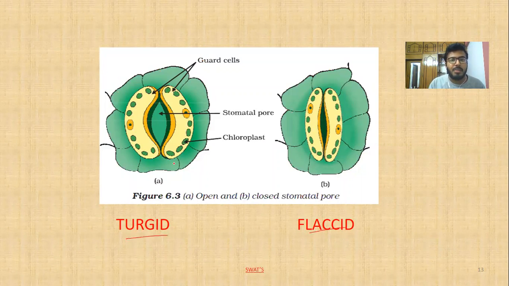Turgid. When the amount of water is more, water comes from the root and the stomata opens. At that time there will be exchange of gases, so carbon dioxide will come in. When water is not there, photosynthesis will also not happen, so the guard cells will shrink and it will be closed. That is known as flaccid. Is this thing clear? So turgid and flaccid. This diagram is important. You are needed to draw this also, along with the notes.